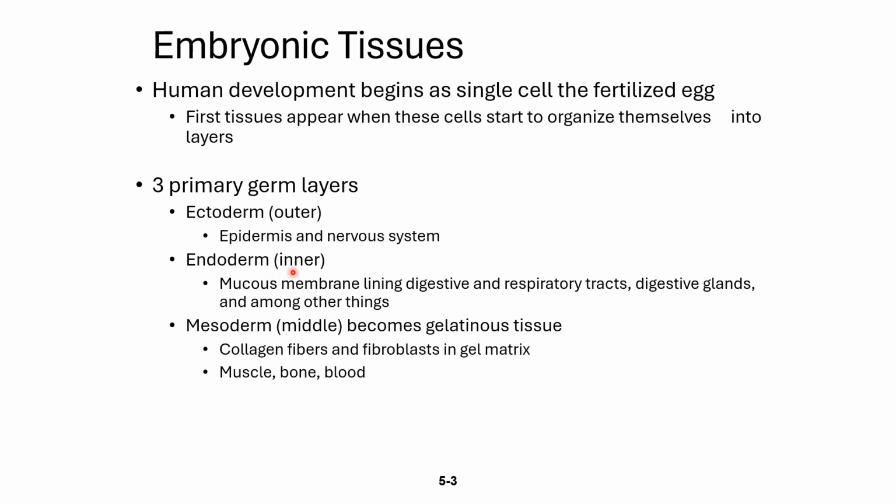The ectoderm gives rise to the epidermis, or what we call the skin, and also the nervous system. The endoderm gives rise to the mucous membrane lining of the digestive tract and respiratory tract. And the mesoderm, which is the middle layer, gives rise to the muscle, bone, blood, all the things which are not included in the ectoderm and endoderm. So mesoderm is the middle layer.